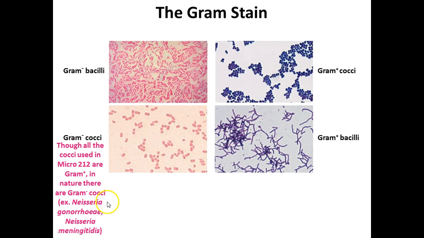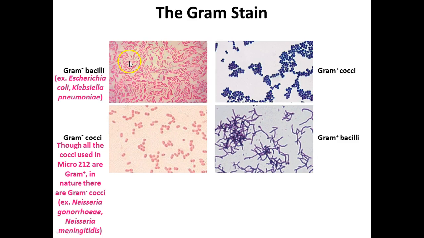Most gram-negative cocci are pretty nasty pathogens, like Neisseria gonorrhoeae and Neisseria meningitidis. I don't think any of us want to work with that, right? So we don't have any gram-negative cocci. So if you see pink cocci under the microscope, you did something wrong, right? Or you've got contamination that we don't want to have.